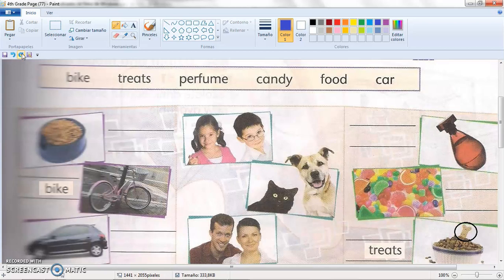Now, what about the next one? Perfume. That is the perfume. Candy. That is the candy. Food. That is the food. And finally, the car. That is the car. Perfect. Now we're going to find the consumers for these products.